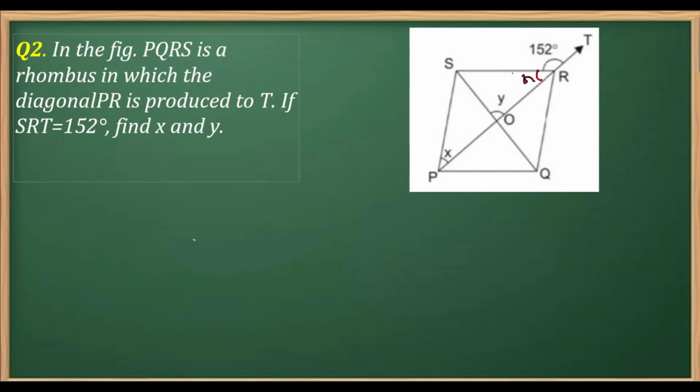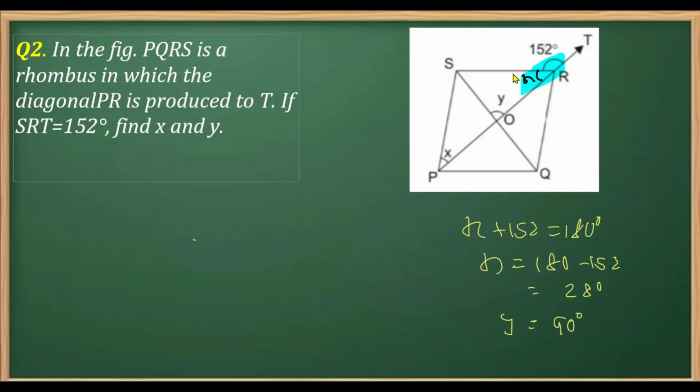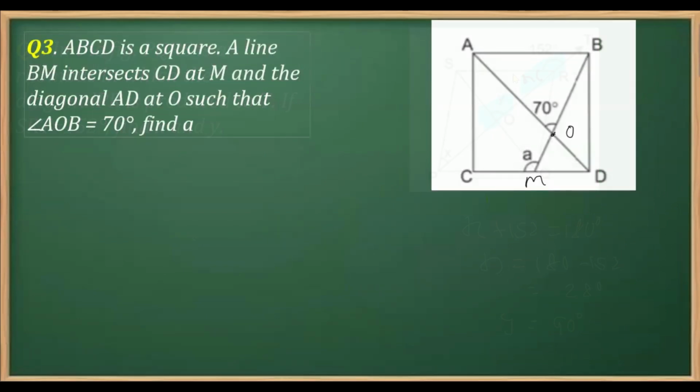Now check here, it's forming a linear pair. As you can see, it's a straight line given. So I can write the sum of these two, that is angle X plus 152 is equal to 180 degrees. That implies angle X will be 180 minus 152. So it comes out to be 28. So X is 28, and Y we have already got as 90 degrees. The reason there was that diagonals of a rhombus bisect each other at right angle.